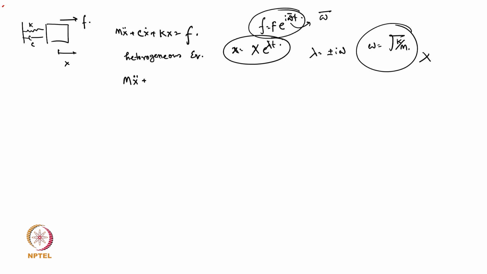So how are we solving any heterogeneous equation? What is the procedure of solving a non-homogeneous differential equation? We separate it into two parts: one is the particular integral and another is the complementary part of it. So the heterogeneous equation solution has two parts, the particular integral and the complementary part.